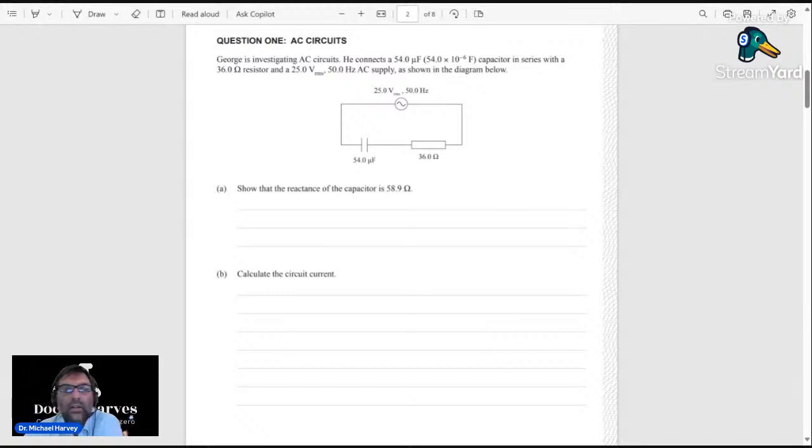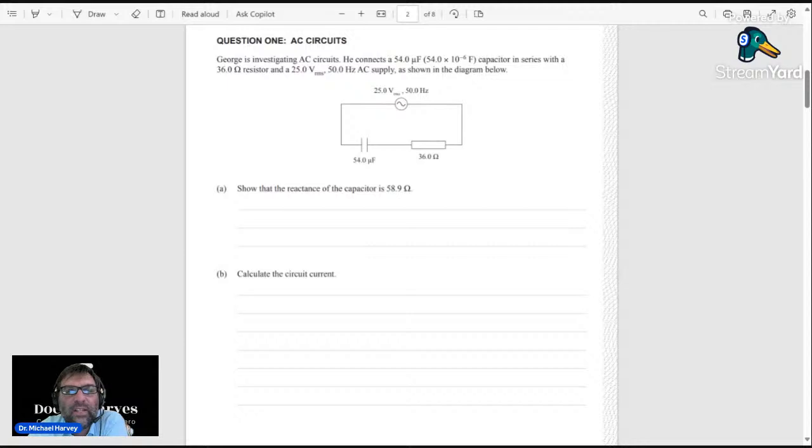Okay. So moving on, AC circuits. There'll definitely be a question on AC circuits tomorrow. I can bank on it. So let's look at George's wonderful investigation of AC circuits.